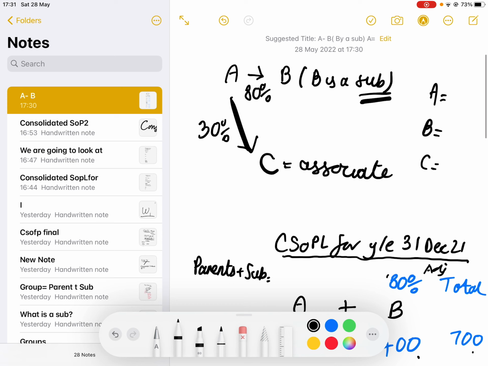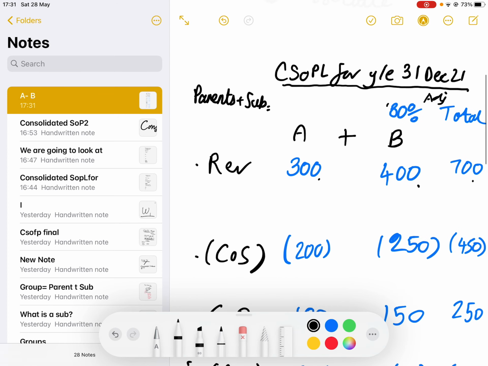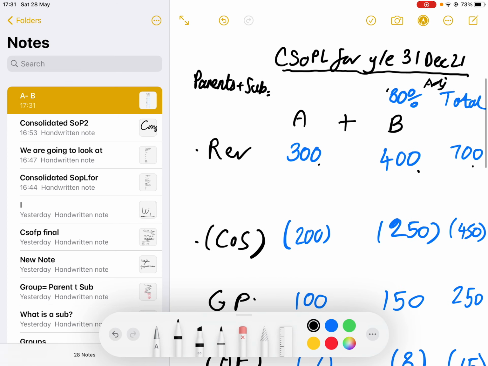Okay, so consider this example. I have a group. A is the parent, B is a sub, and C is an associate. A has 80% ownership of B, and A has 30% ownership of C. So for the statement of profit and loss, it's very simple for a group.